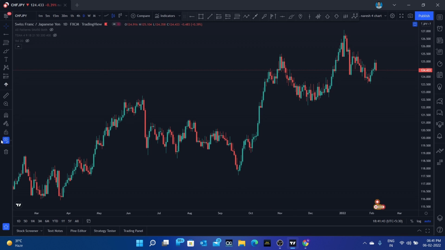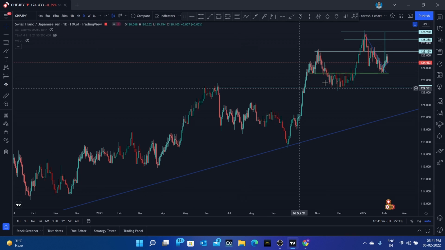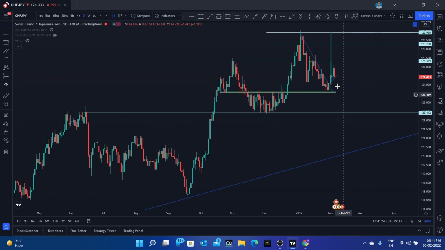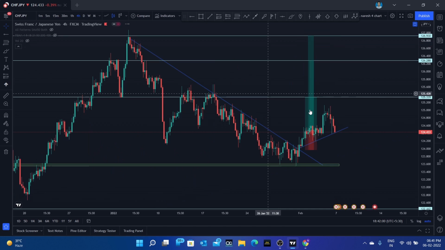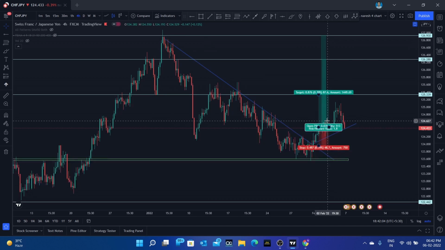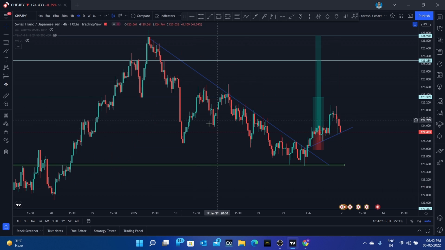In CHFJPY, we can see here, guys, it is in a major uptrend, with a big move, consolidation, and another big move. It is having a pullback here, and it also broke this trend line powerfully and is going up, guys. This pair will basically consolidate and move very slowly, guys.